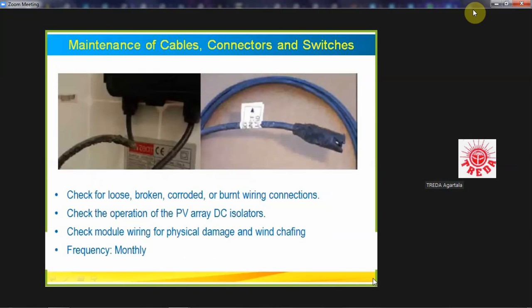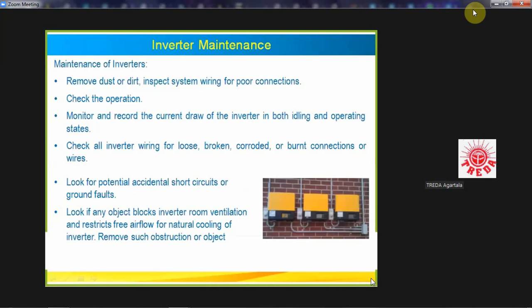This is the maintenance of cable connectors and switches. These are the things we check. We check for loose, broken, corroded or burned wire connections. Check the operation of the PV DC isolators, and check module wiring. This is the routine maintenance of the cables and connector systems.